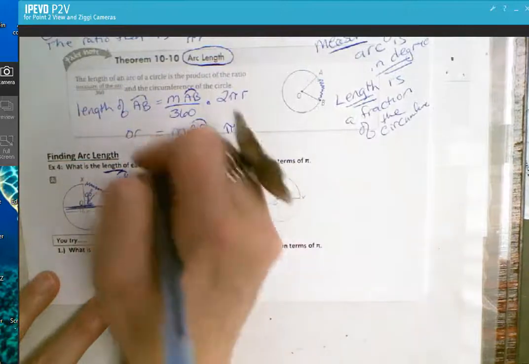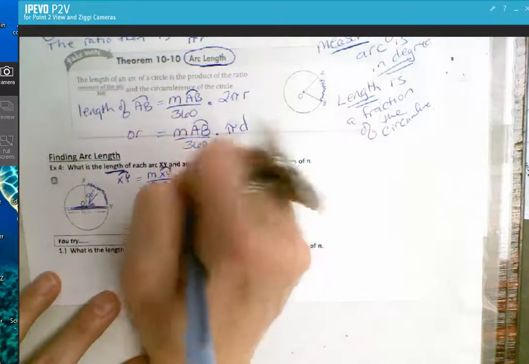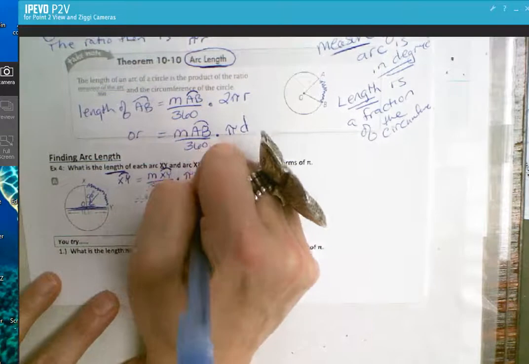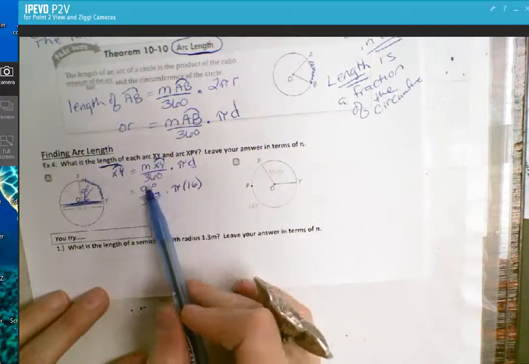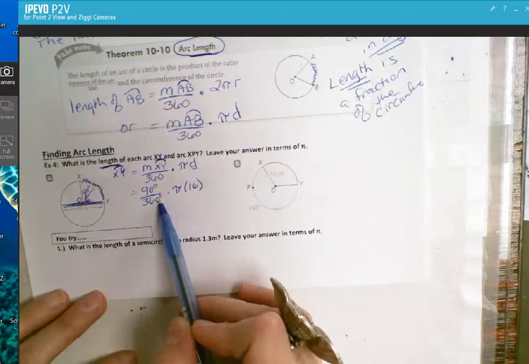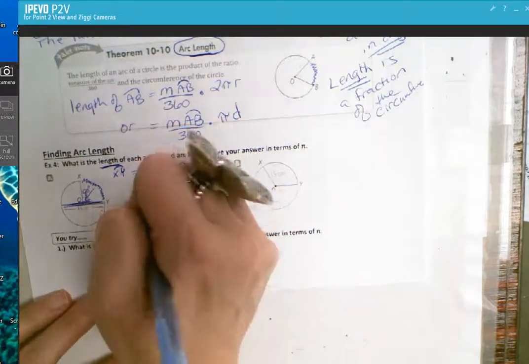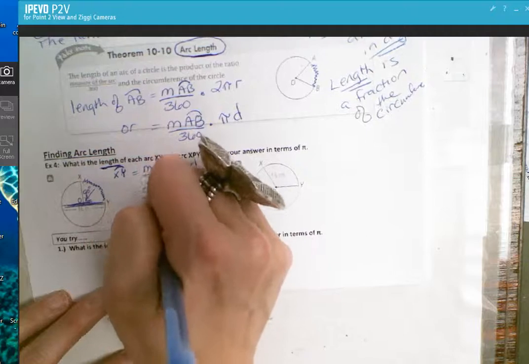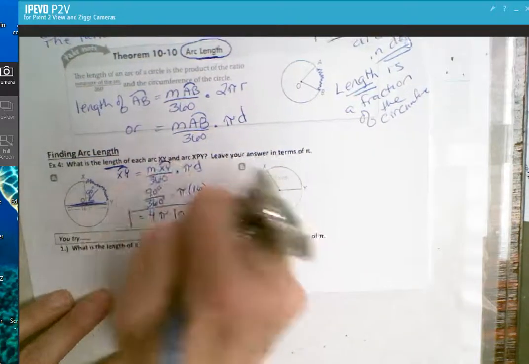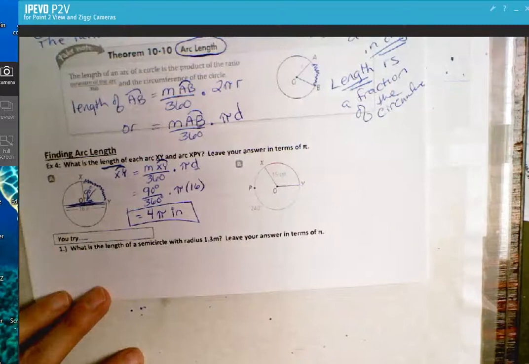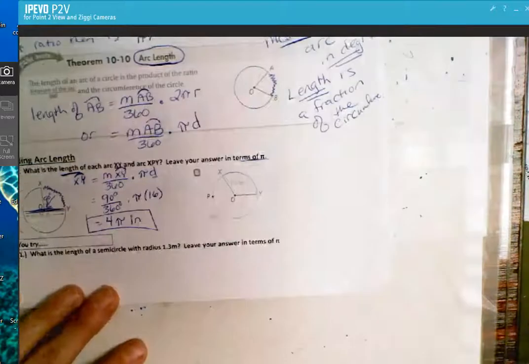Substituting the pieces I know. I know the measure is 90 out of 360 times pi times 16, or 16D. 90 divided by, that cancels out, I end up with 1/4 times 16, which is 4, equals 4 pi inches. The length of that arc xy is 4 pi inches. And then we could approximate it if we want to, but we want to leave in terms of pi.